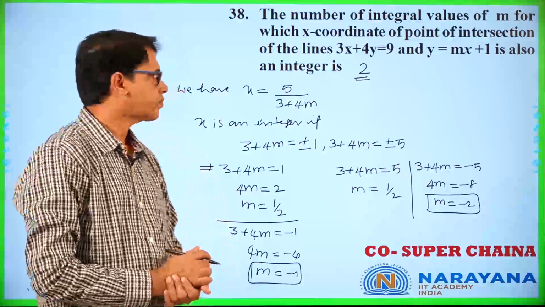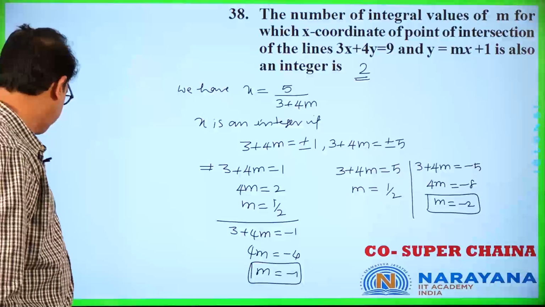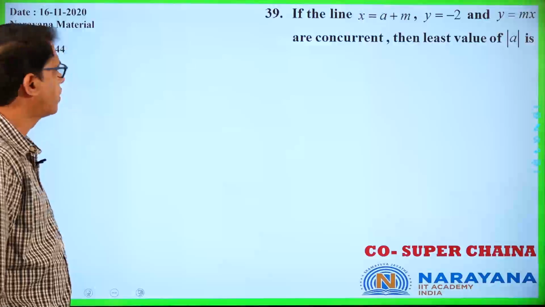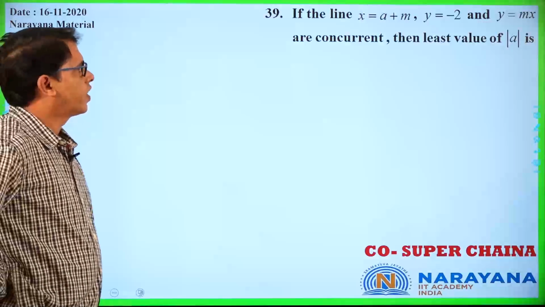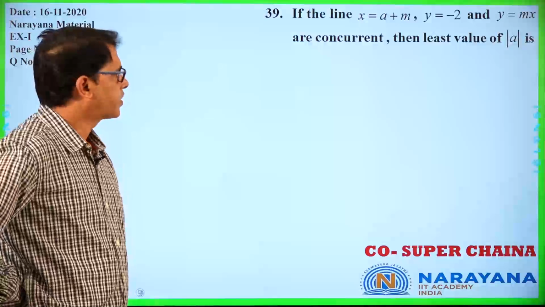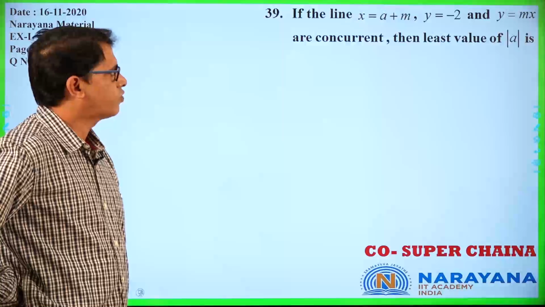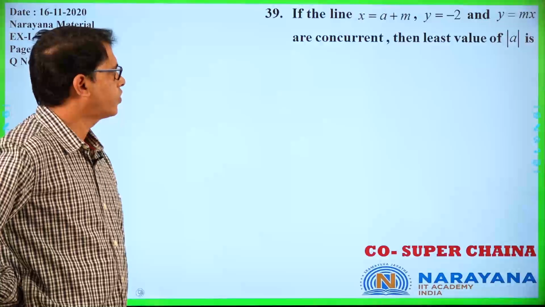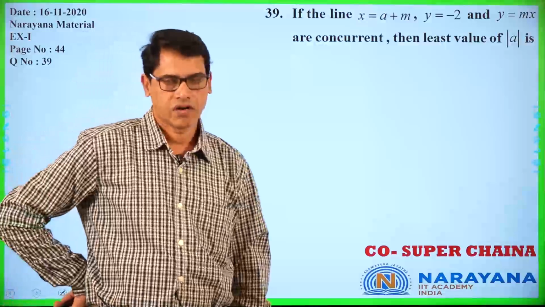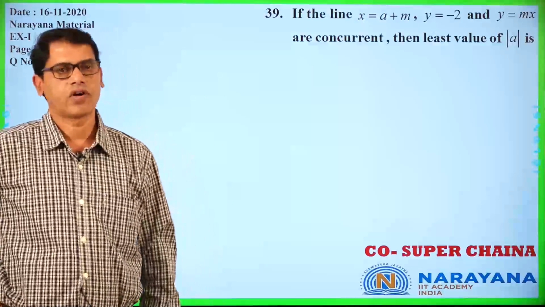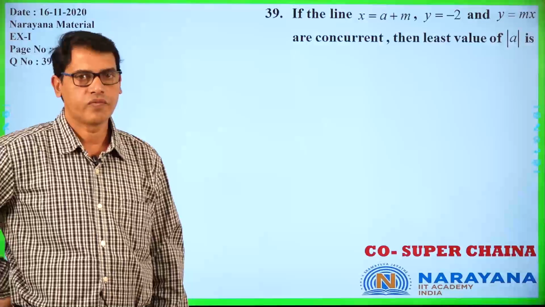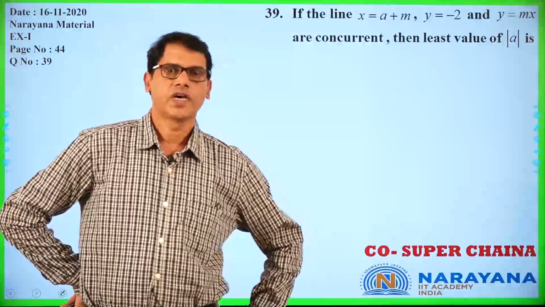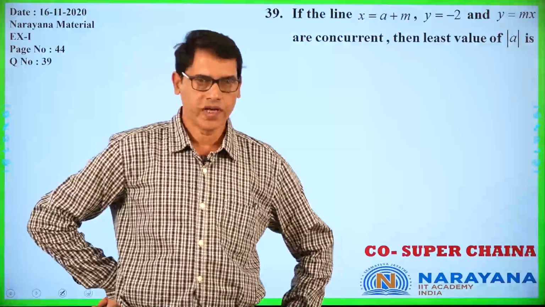Okay, next one. See, if the lines x = a + m, y = minus 2 and y = mx are concurrent, here 3 lines are concurrent, then we have to find the least value of mod of a.